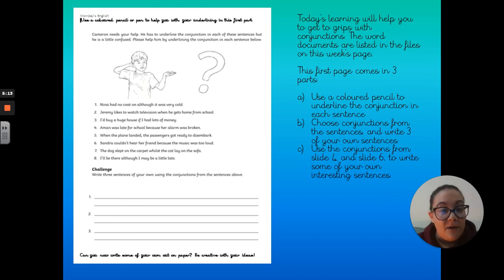And then the third part that I've asked you to do says, can you now write some of your own out on paper? Be creative with your ideas. You can refer to where we've talked about coordinating conjunctions and subordinating conjunctions to write your own. I would say that they're a minimum of 3 sentences for that particular point.